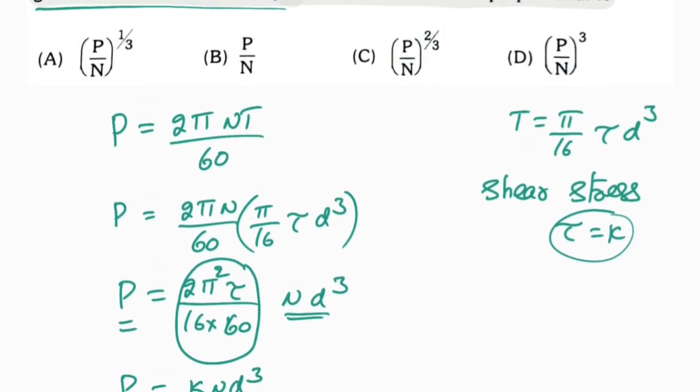Look at option A. Option A itself is absolutely correct. D is proportional to P by N whole power 1 by 3. Therefore, option A is absolutely correct. Let us take another problem.